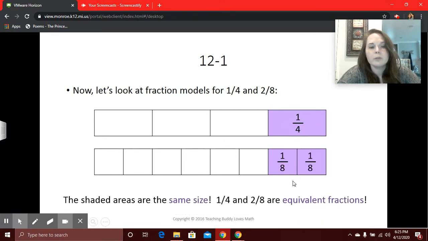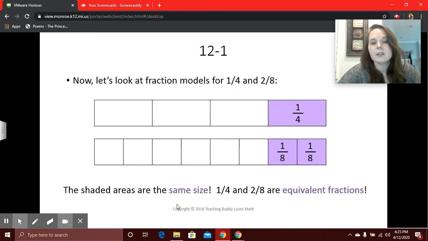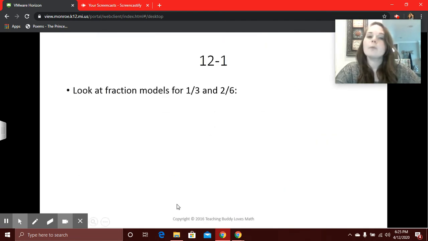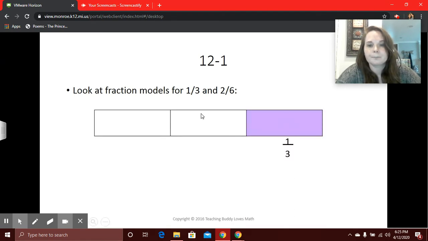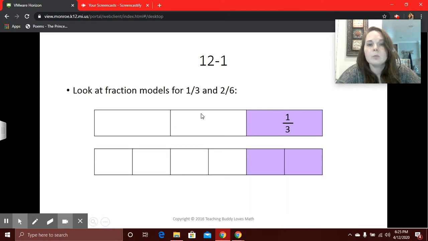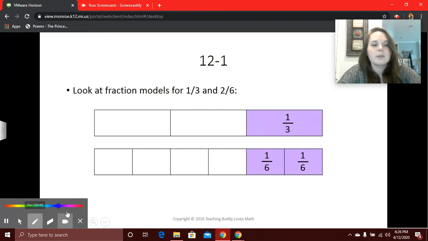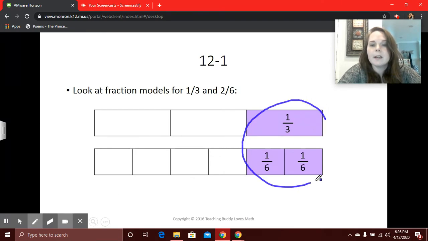So what do you notice? The shaded areas are the same size, meaning 1/4 and 2/8 are equivalent. Let's look at 1/3 and 2/6. Again, what do you notice? It is the same size that is shaded in. So you're noticing that this part here is the same part of the rectangle that is equivalent.